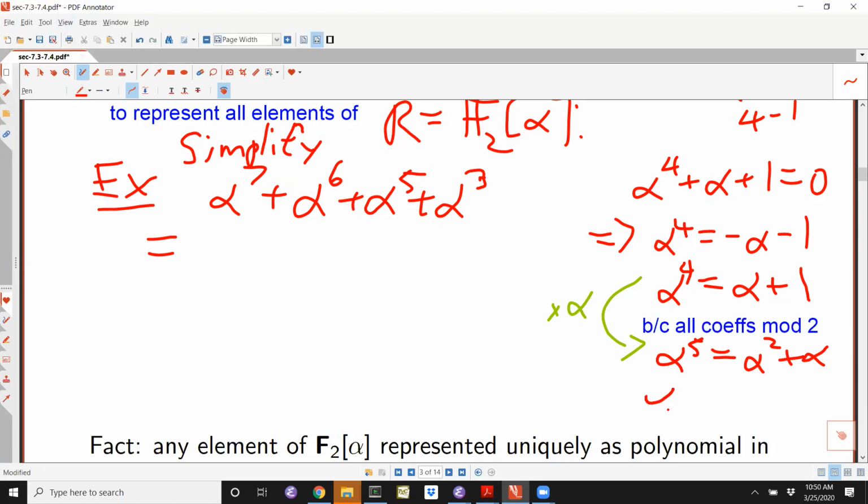And alpha to the 6th is equal to alpha cubed plus alpha squared. Ooh, and here's a tricky one. Alpha to the 7th is equal to alpha to the 4th plus alpha cubed. But again, alpha to the 4th is equal to alpha plus 1. So this is actually equal to alpha cubed plus alpha plus 1.